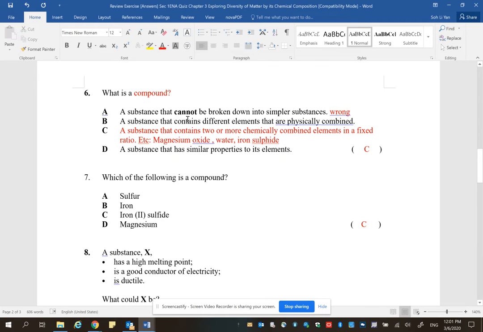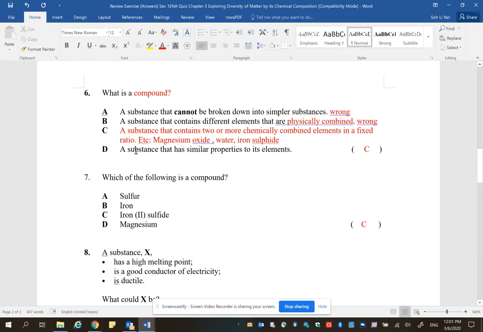A substance that contains different elements that are physically combined is wrong as well, because a compound must be chemically combined. There must be heat. I told you before in the lab there must be heat and then light. Then it's considered a chemical reaction.